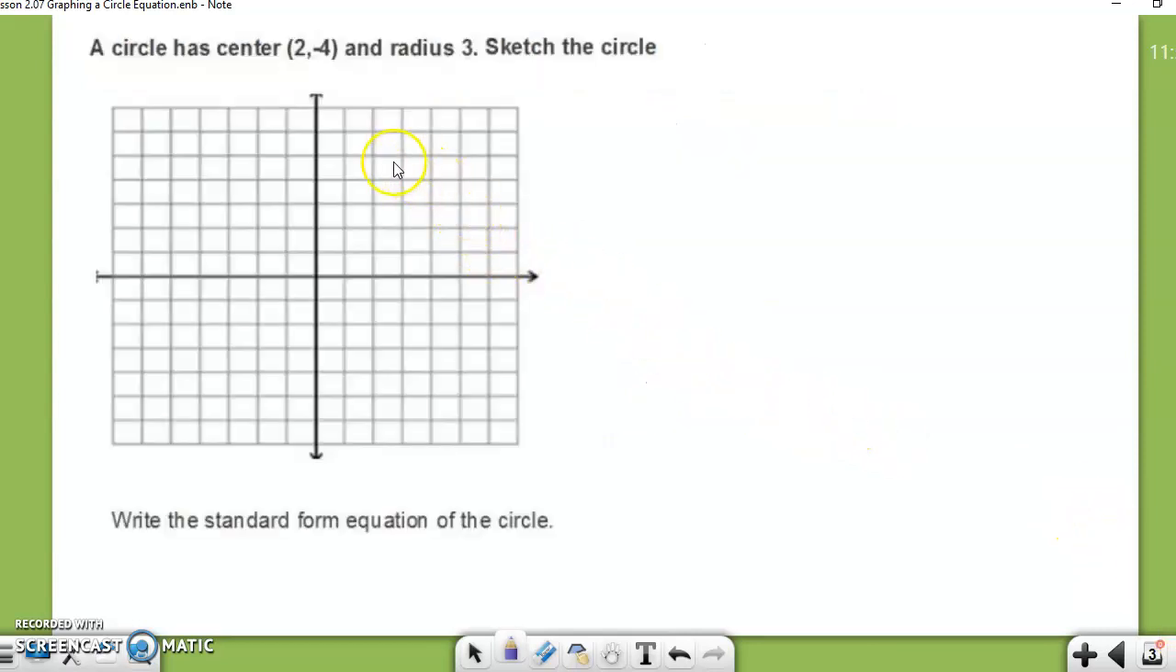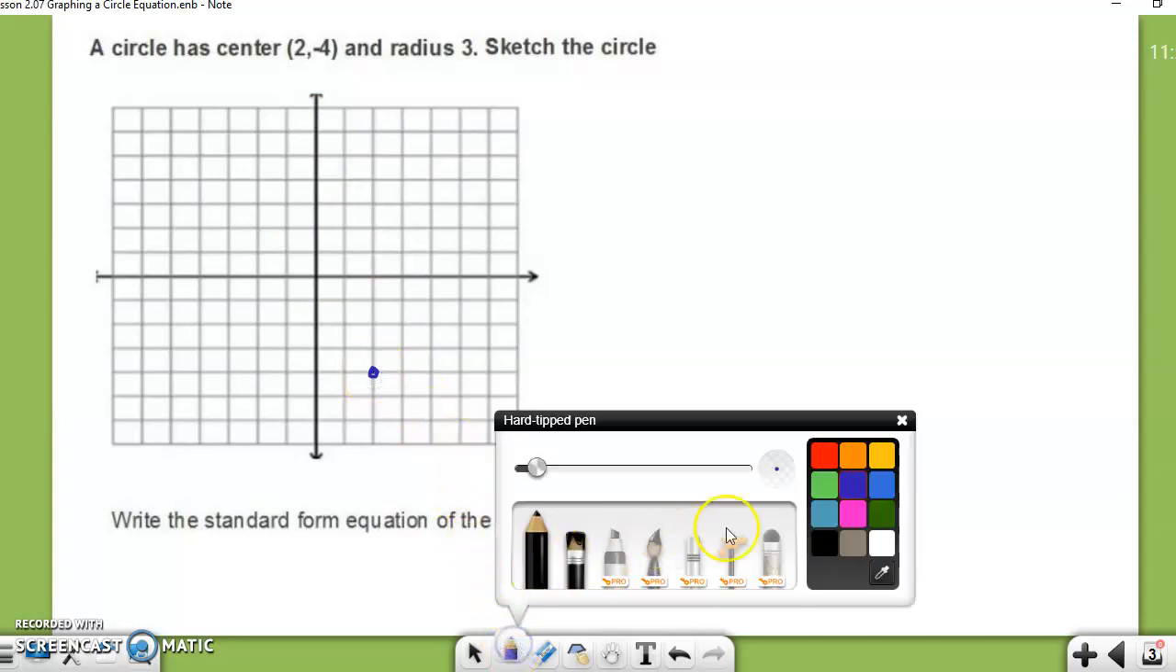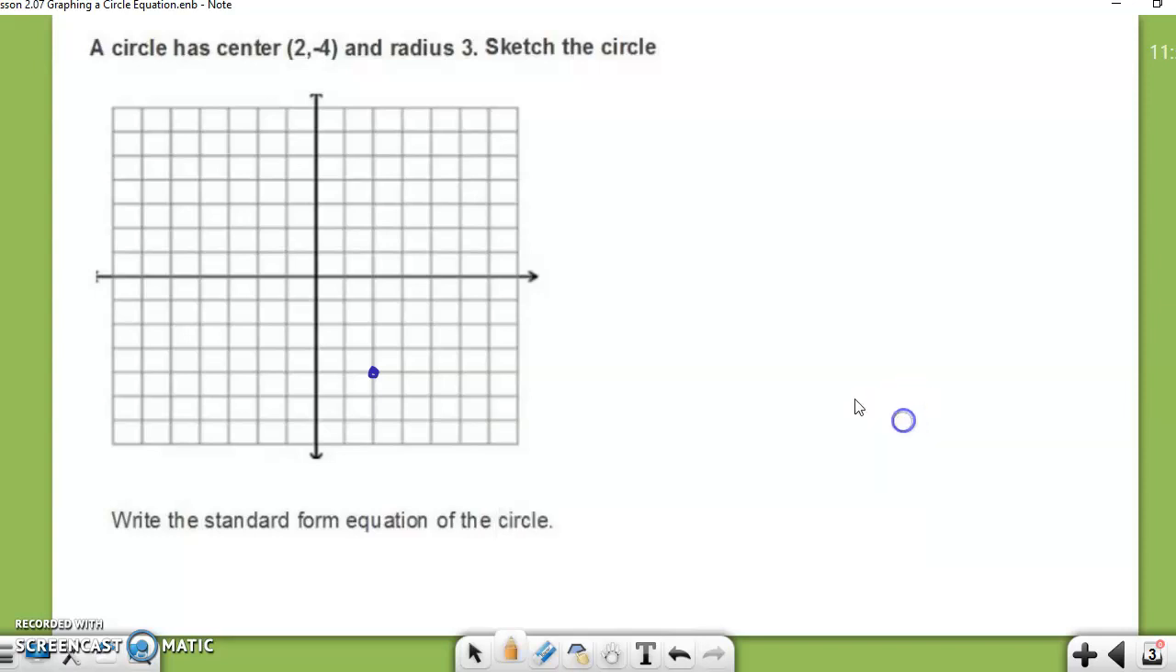Okay, so now let's sketch some. I've got a center at 2, negative 4, so I go positive 2, 1, 2, 3, 4. There's my center. And then it says I have a radius of 3 units, so I'm just going to count out 3 to the north, 3 to the south, 3 to the east, and 3 to the west. Now this graph is stretched a little, so it's going to look funky, but remember, we're just doing a sketch. That's just fine.